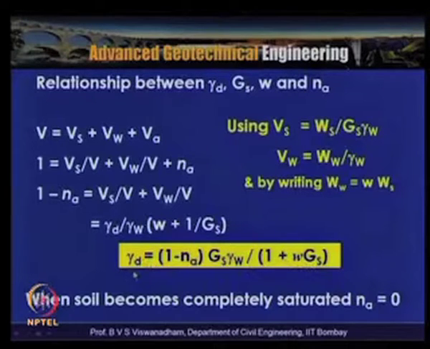So, when the soil becomes completely saturated, we know that na is equal to 0. In this case, gamma d is equal to Gs gamma w by 1 plus W Gs. This is actually the expression we derived for a saturated soil. So, this is for a partially saturated soil. The relationship between gamma d, Gs, w and na can be given by gamma d equal to 1 minus na Gs gamma w divided by 1 plus W Gs.